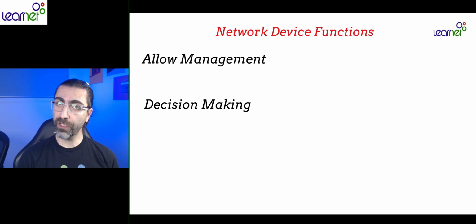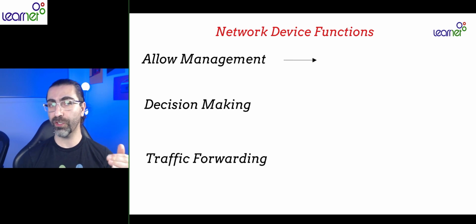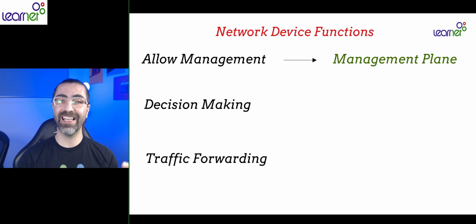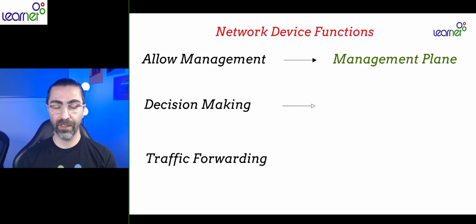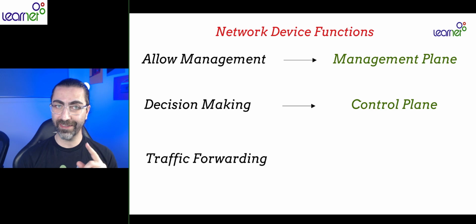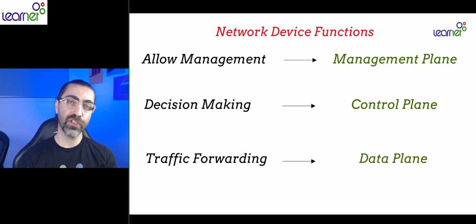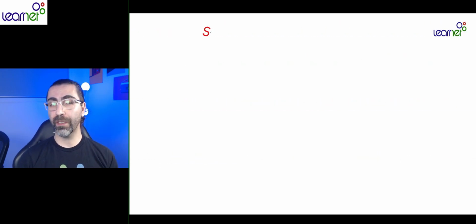And finally, routing or traffic forwarding. So the router, based on that entry in the routing table, makes the decisions and forwards the traffic. In networking terminology, the first part, the management component of the device that allows you to connect to and manage that device, is called the management plane. The decision-making part is called the control plane, and that is our main focus in software-defined networking. And finally, traffic forwarding is handled by the data plane. So we have three main planes in each networking gear: management plane, control plane, and data plane.